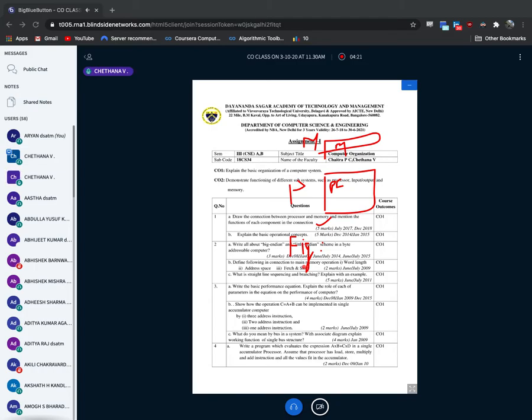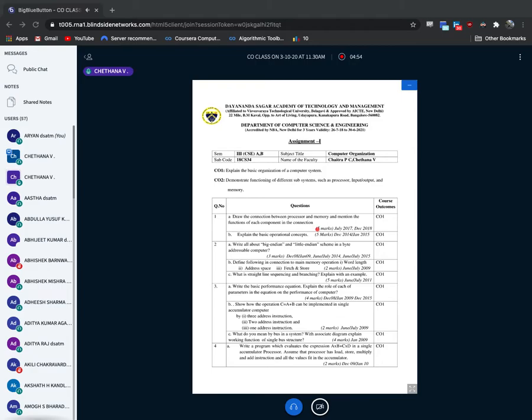Give it a figure number, figure one, and say what diagram it is. Then write, as shown in the above diagram, we will consider all the components of the computer, and the explanation is as follows. Your answer should be connected to the diagram. It should not be like the diagram is separate and your answer is separate. That's one thing I wanted to give you as information. So I have revised that, I think.